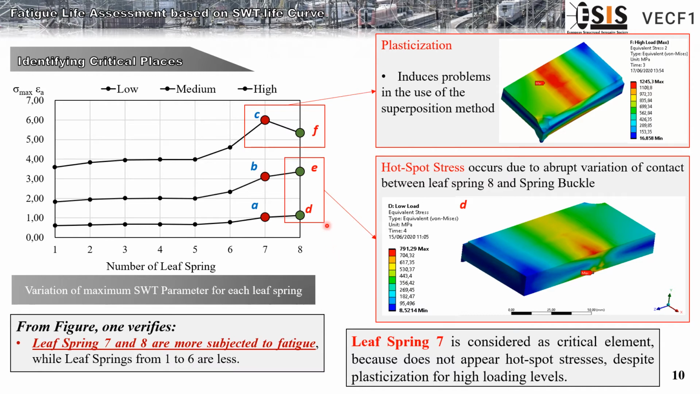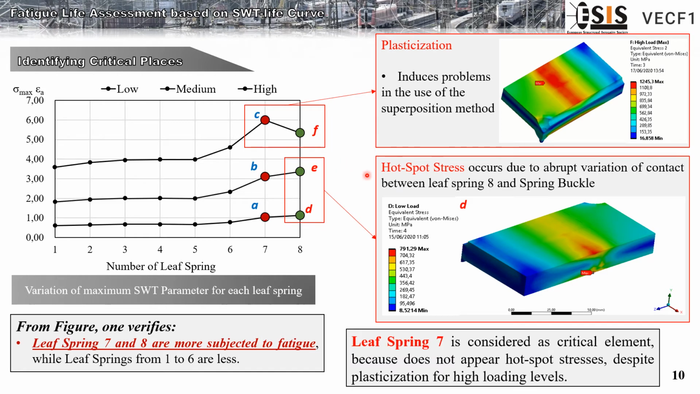So the first 2 points are D and E. These points correspond to leaf spring 8, and we can see that there is a hotspot stress because there's an abrupt variation of contact between leaf spring 8 and the spring buckle. That increases the stress. Then we can try to understand what is happening.